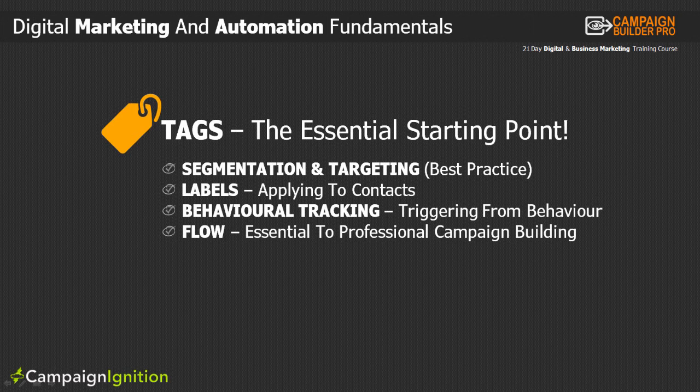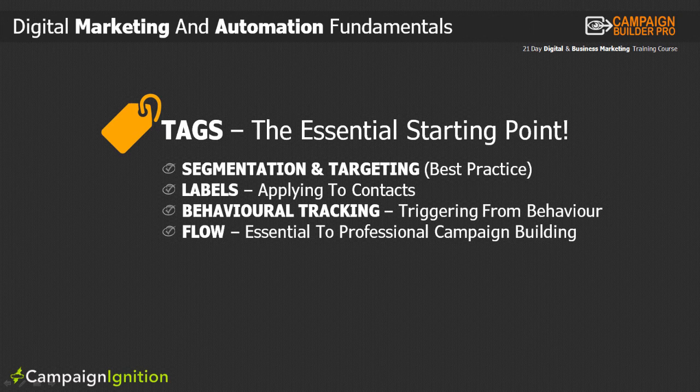So we want to look at this as best practice, and we're going to start thinking about using tags for segmentation and targeting. So we're going to segment contacts by using tags. A tag will be linked to a contact from a behavioural point of view. So they've done something or they are something, and we'll tag them as such. And that basically means that we can then use those tags in our automations.